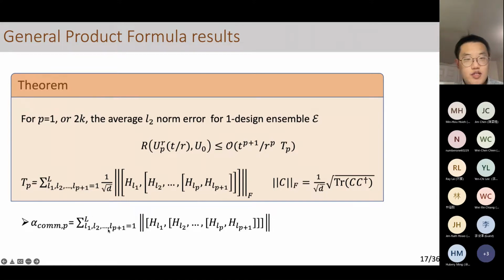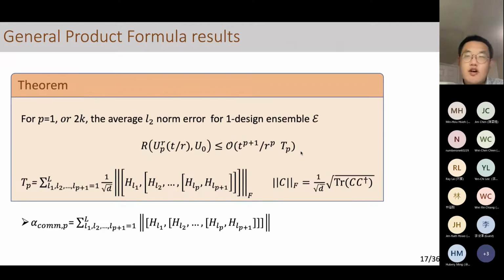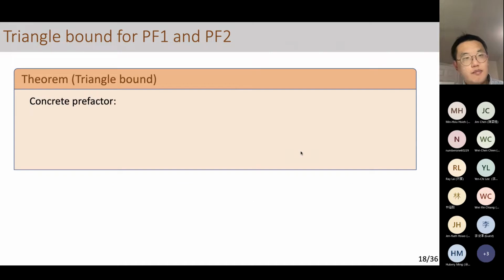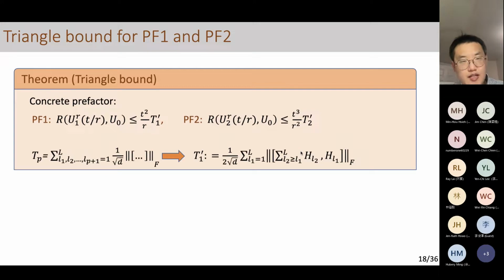Recall that in the worst case, this operator is the spectral norm, but here it is the Frobenius norm. That's the difference between the average performance and the worst case performance. We also show that here we just gave an asymptotic scaling, and we also gave more concrete prefactors for the first order product formula method and the second order product formula method.